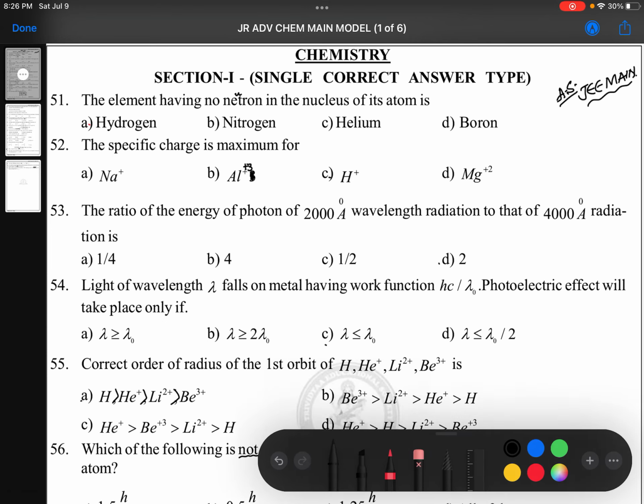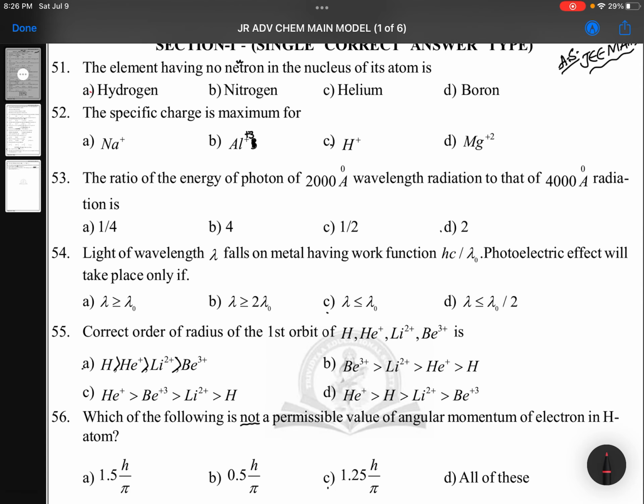See, the element having no neutron in the nucleus of an atom is a straight question. Hydrogen, no neutrons in the complete periodic table. This is the only element.